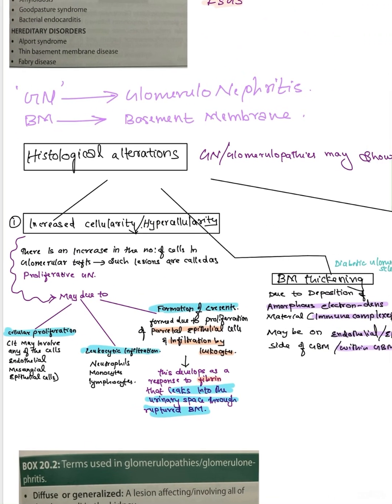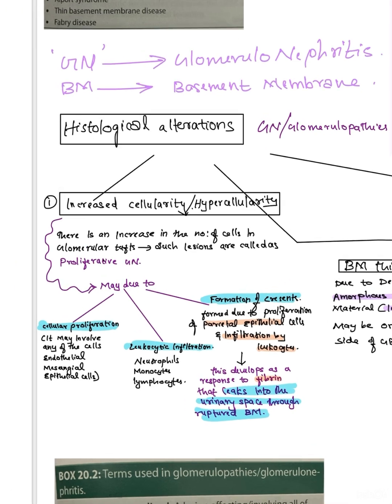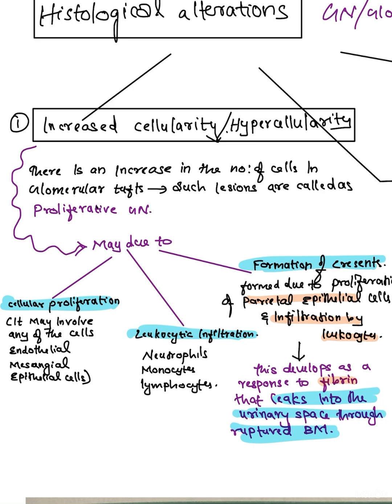The first histological change is increased cellularity or hypercellularity. There is an increase in the number of cells in glomerular tufts. Such lesions are called proliferative glomerulonephritis. This hypercellularity may be due to cellular proliferation, which may involve any part of the cell: endothelial, mesangial, or epithelial cells.